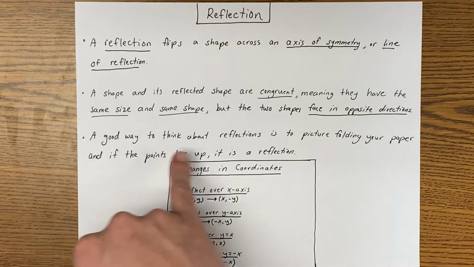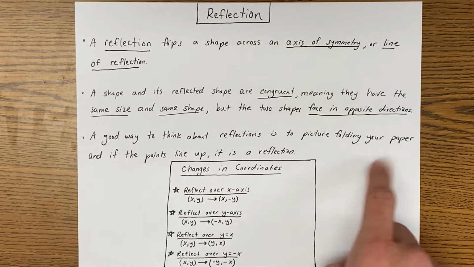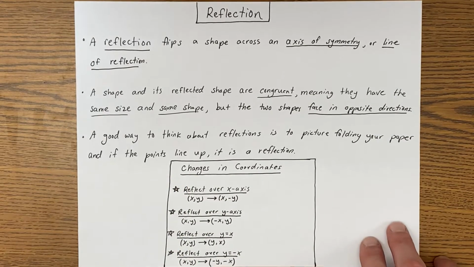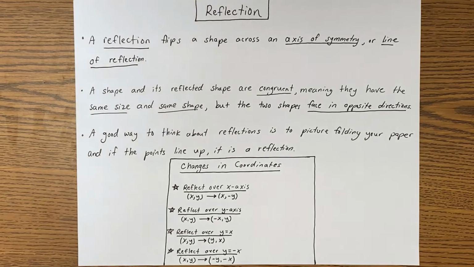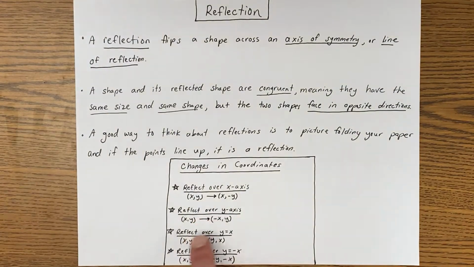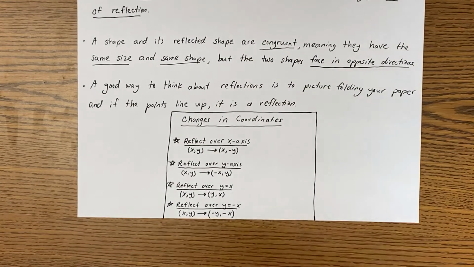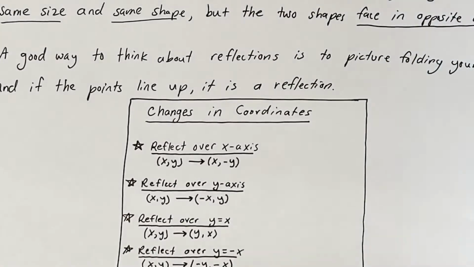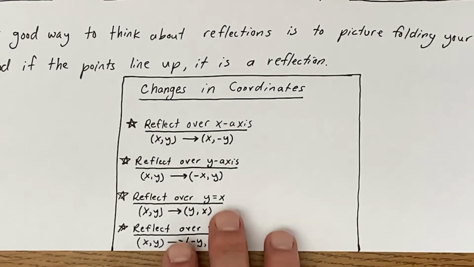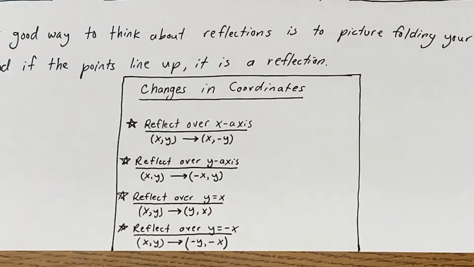A good way to think about reflections is to picture folding your paper, and if the points line up, it is a reflection. We're going to do some examples in just a minute. However, there are some changes in coordinates that will work every time that we could memorize, either to double check that we're getting the right coordinates, or to go from the beginning and not have to worry about reflecting our shape over the actual line of symmetry.